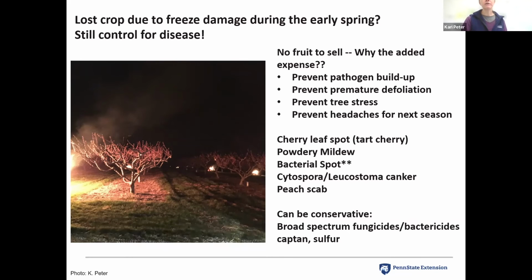Okay, this is just a reminder to make sure that you control for disease on your stone fruit trees if they don't have a crop, because there are a lot of diseases out there that really don't need fruit. Brown rot is really the only disease you don't have to worry about, but you need to be worrying about other diseases, so foliar diseases and twig diseases like peach scab. So you can be conservative during this time period as far as controlling, but this is just a reminder. God forbid we have a season where we lose our crop, but it's not to rest on your laurels and forget about it. You still need to control for disease.